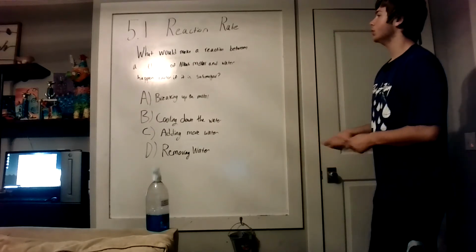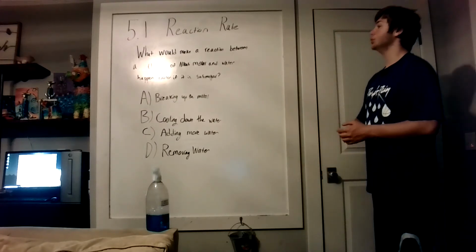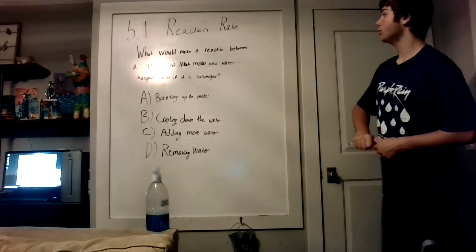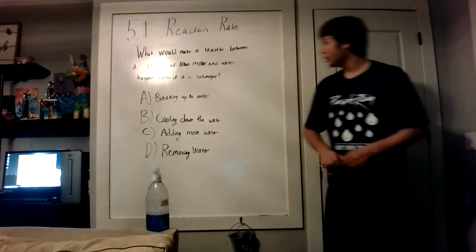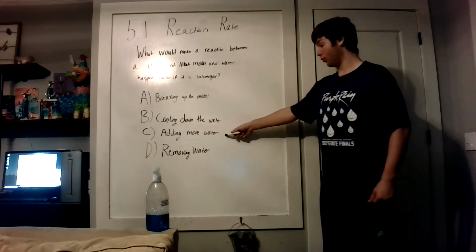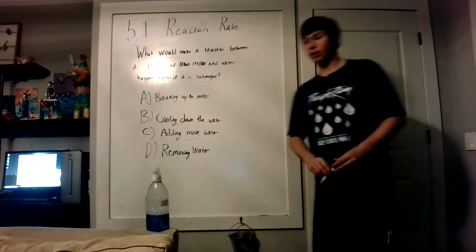For this problem, we have to see what would make a reaction between a chunk of alkali metal and water happen faster if it is submerged. So we can either A, break up the metal, B, cool down the water, C, add more water, or D, remove water.